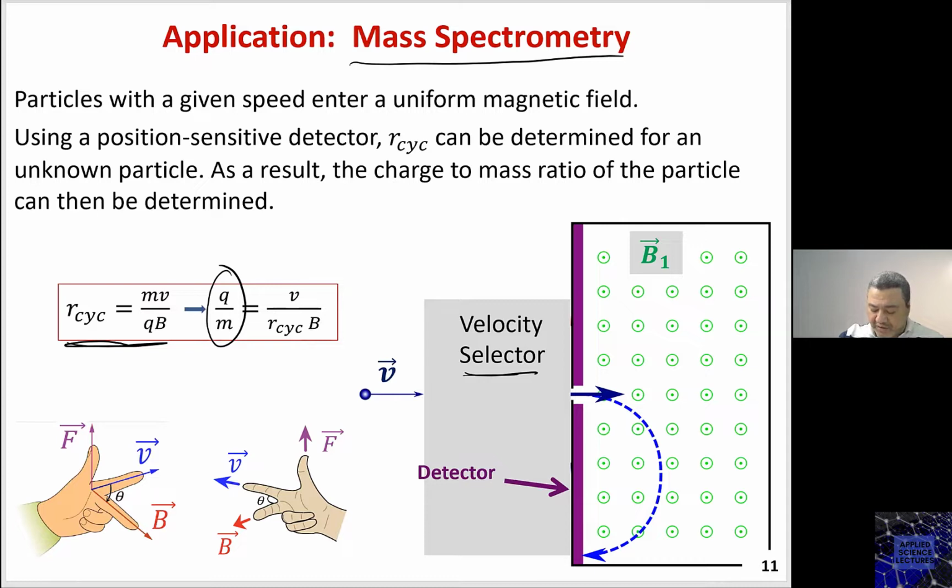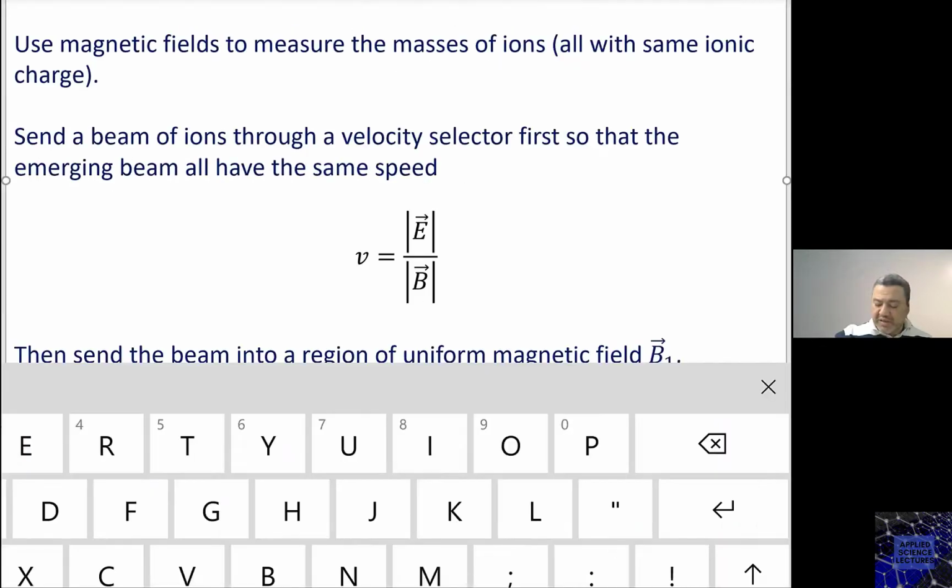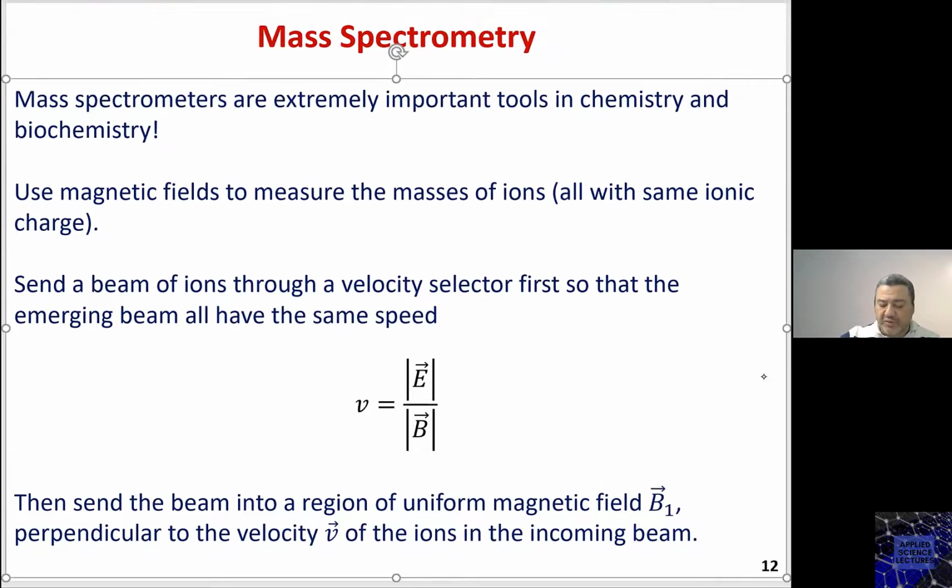Then if I measure the R cyclotron from here, this is the distance of the radius. This is the distance of the R cyclotron. Then I can calculate the ratio between the charge to the mass, of course, knowing the velocity that I have selected already here. Mass spectrometry is an important tool in chemistry and biochemistry.